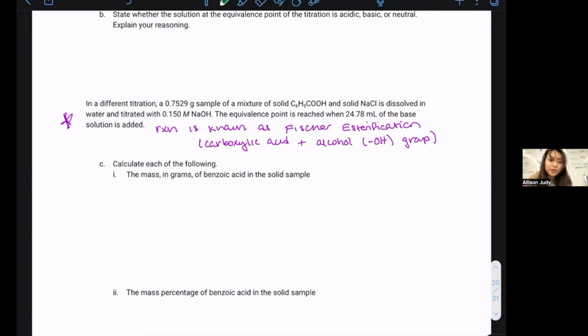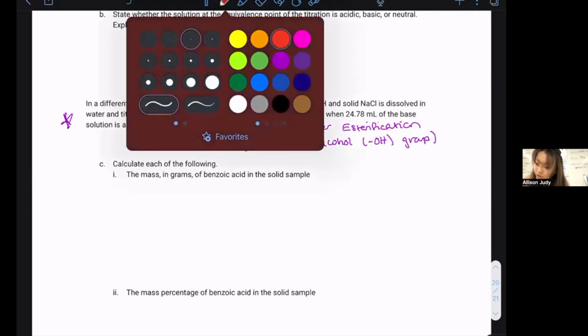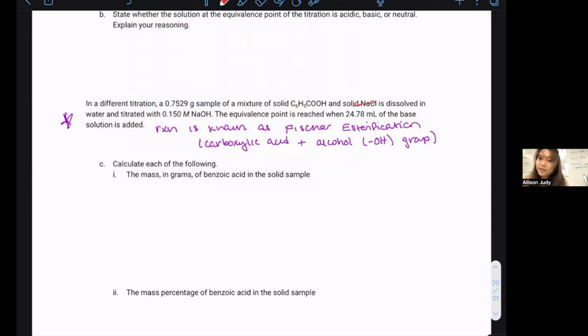So first and foremost, you're actually given way more information than you need in this. Notice they tell you that you are mixing with salt. Okay, salt doesn't matter. Salt dissociates as soon as it's in water, and it definitely is not an acid or a base itself. So that doesn't matter at all. You can completely ignore that salt. So what it really comes down to is this benzoic acid, which is a weak acid, and this strong base. Okay. And so what we're asked is calculate the following: the mass in grams of benzoic acid in the solid sample.